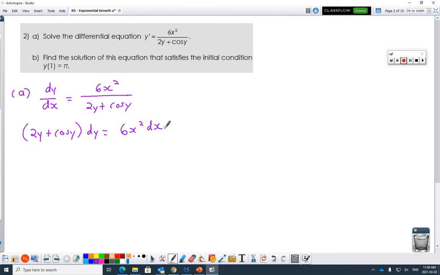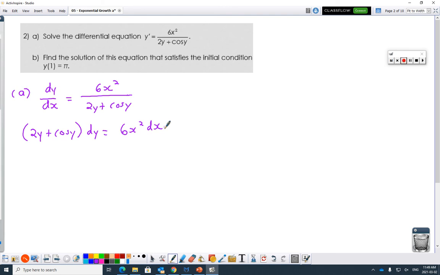If you can break these things into a y function multiplied by dy and an x function multiplied by dx, you're in the home stretch. The rest of it is just pretty simple integration and maybe some subbing. It depends on the question whether you have to do subbing or not, whether you're going to stick with your family of equations or not.